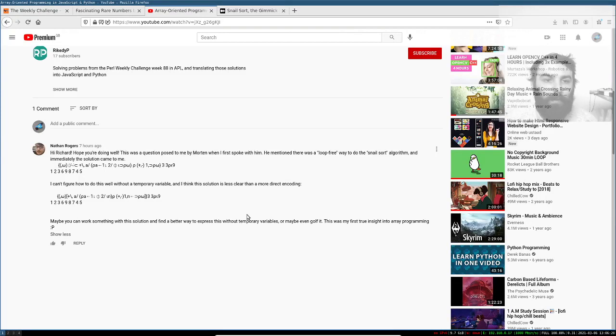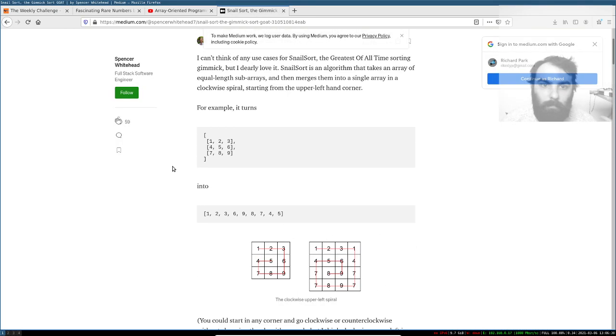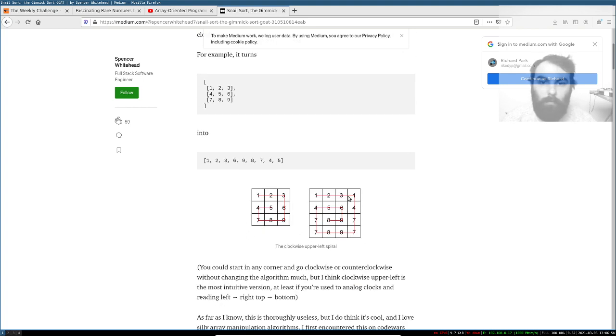Nathan Rogers put a comment on my YouTube channel where he says he was talking with Morton, and Morton mentions there is a loop-free way to do the Snail sort algorithm, where the Snail sort is basically to take a rectangular matrix and get all of the elements as a single vector rather than a matrix, a single list, in the order as if you traversed it in a clockwise spiral. Right, nicely demonstrated by these two diagrams here.